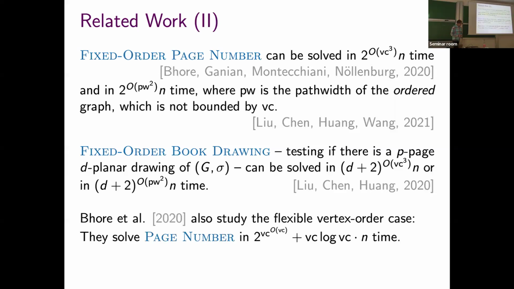And the last previous work I want to mention, and the only one I quickly found that looks at the flexible vertex order case, is the same paper, I think, as the one up here. And they look at now not fixed order, but the normal page number, and they have an FPT algorithm for that, but it's double exponential.